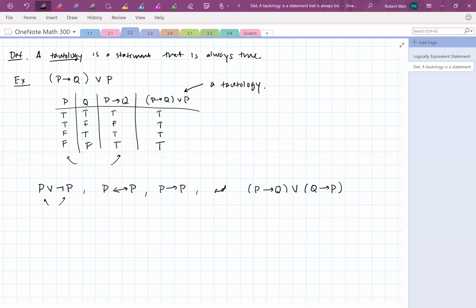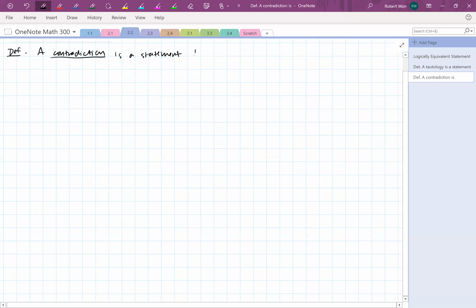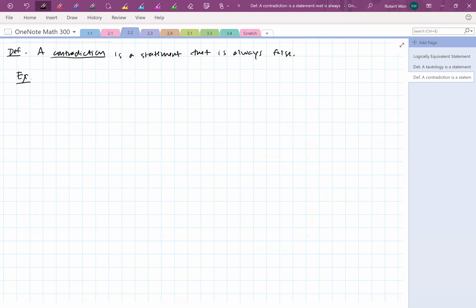The flip side of that is what's called a contradiction. Since I have unlimited paper here, start a new page. So a contradiction is a statement that is always false. Okay, so let me give you an example that maybe we need to, again, do a truth table for. It's the statement P and Q and not if P then Q.